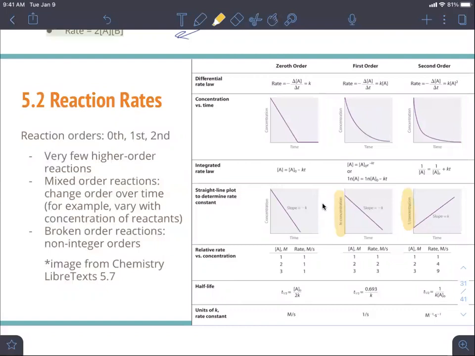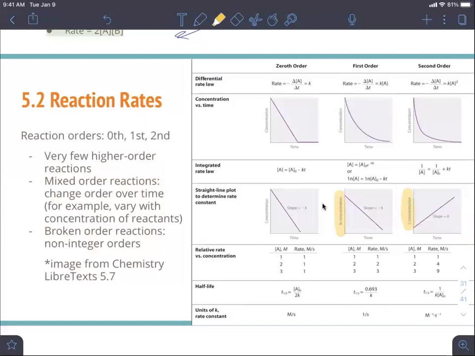Here they give an example of relative rates versus concentration. Half-life is the time it takes for half of that reactant to be used, to decay. There's a lot more about radioactive decay in the last few chapters of this textbook. So just know that a half-life is the time it takes for 50% of the reactant to decay.